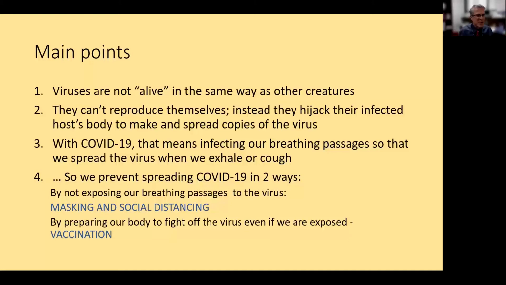They can't reproduce themselves. If you have a coronavirus that causes COVID sitting on a table top, until a human comes along and gets it inside of them, the virus would sit there forever and usually fall apart after a while due to heat or drying out. But it can't do anything to reproduce itself in the same way as other bacterial infections. So what they do is they hijack our bodies to make and spread copies of the virus.